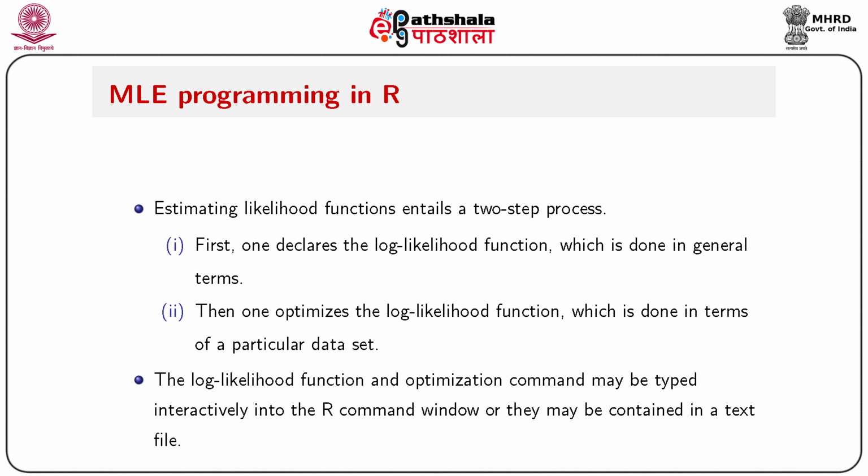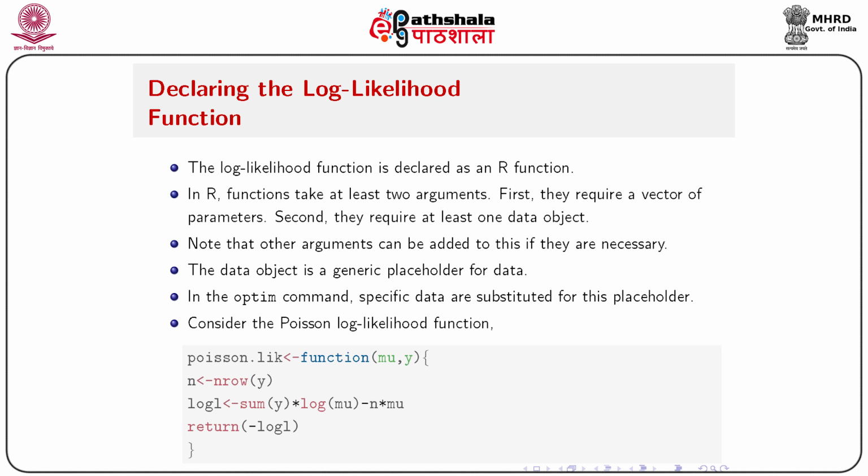The log likelihood function and optimization command may be typed interactively into the R command window, and they may be contained in a text file. Declaring the log likelihood function is as follows. The log likelihood function is declared as an R function. R functions take at least two arguments. First, they require a vector of parameters. Second, they require at least one data object. Note that other arguments can be added to this if they are necessary.